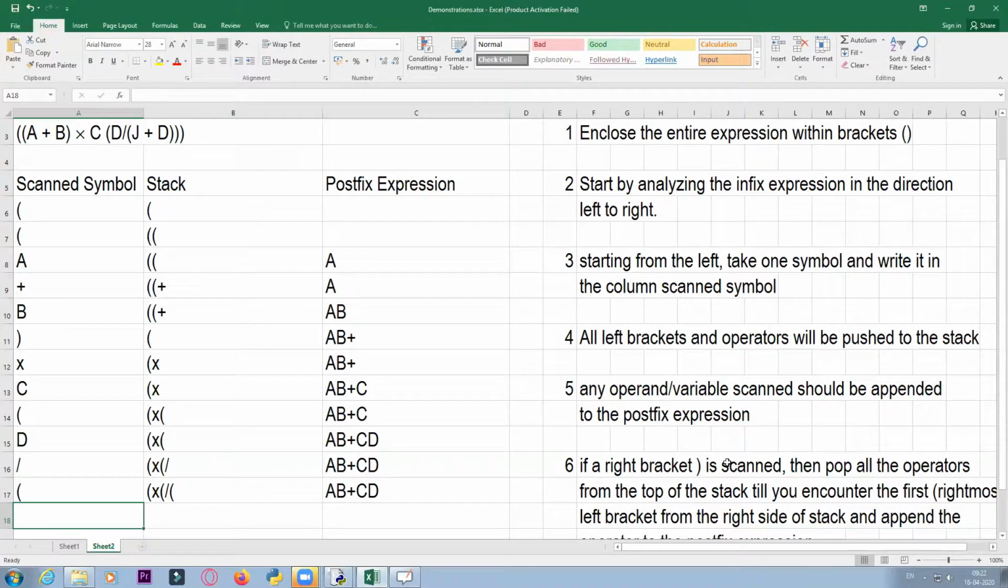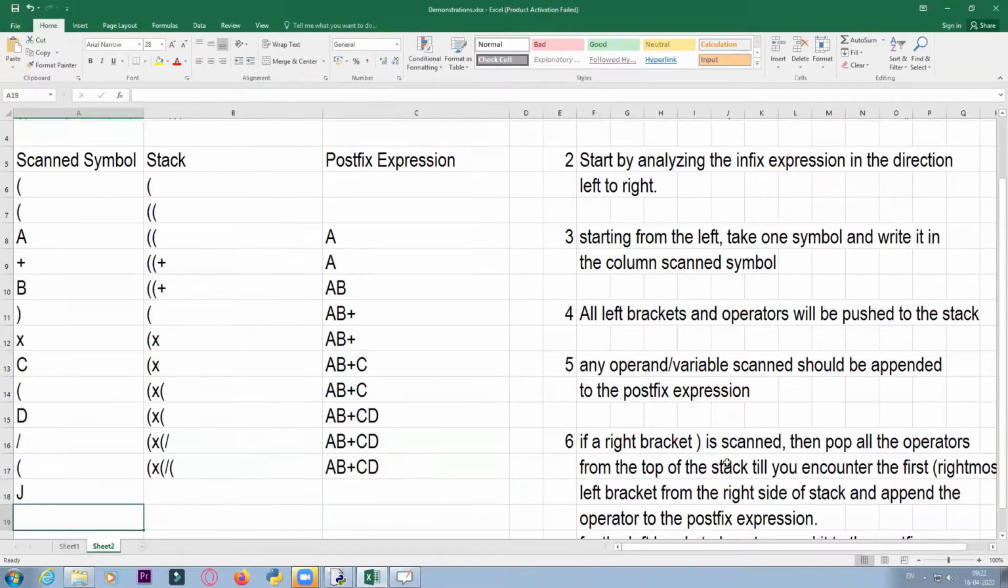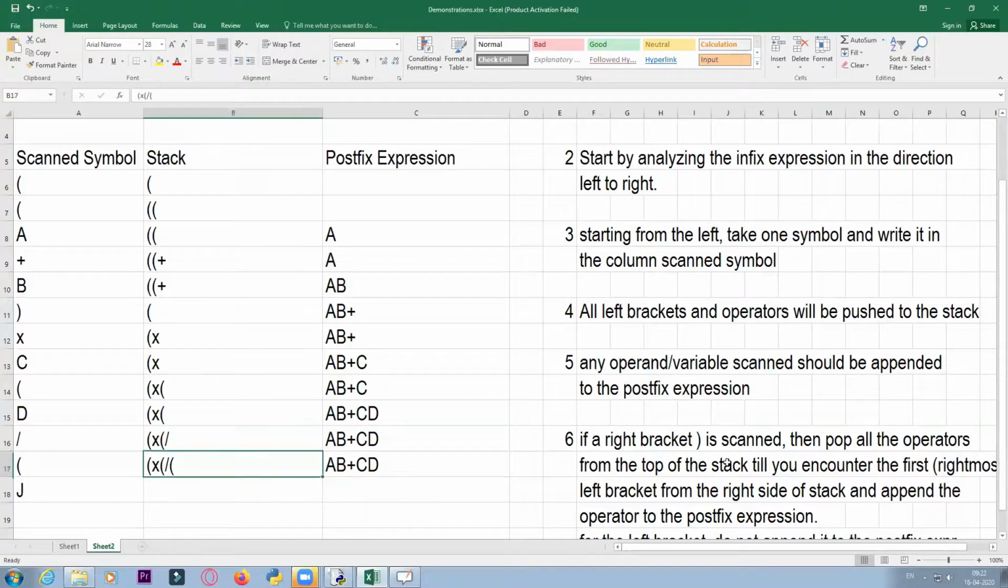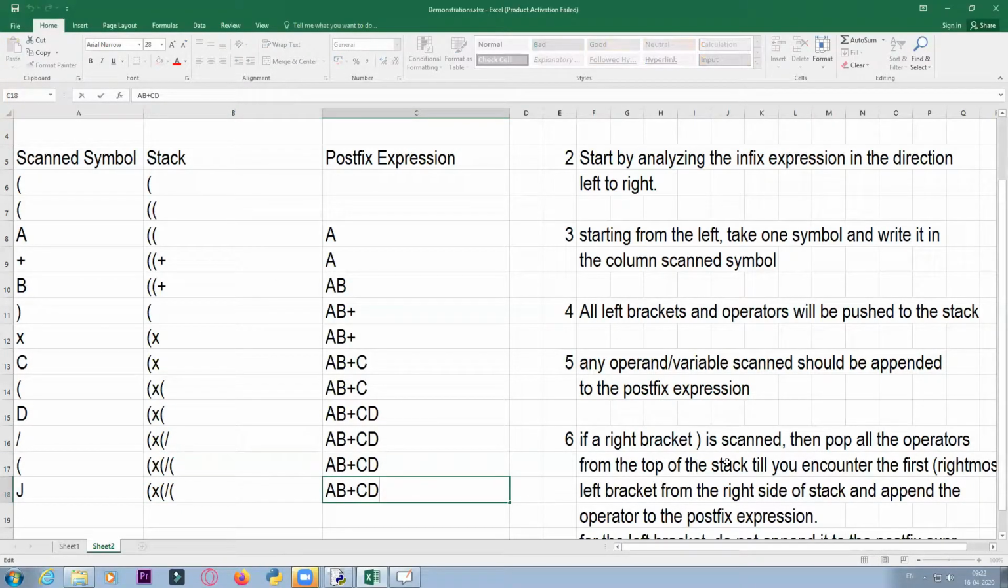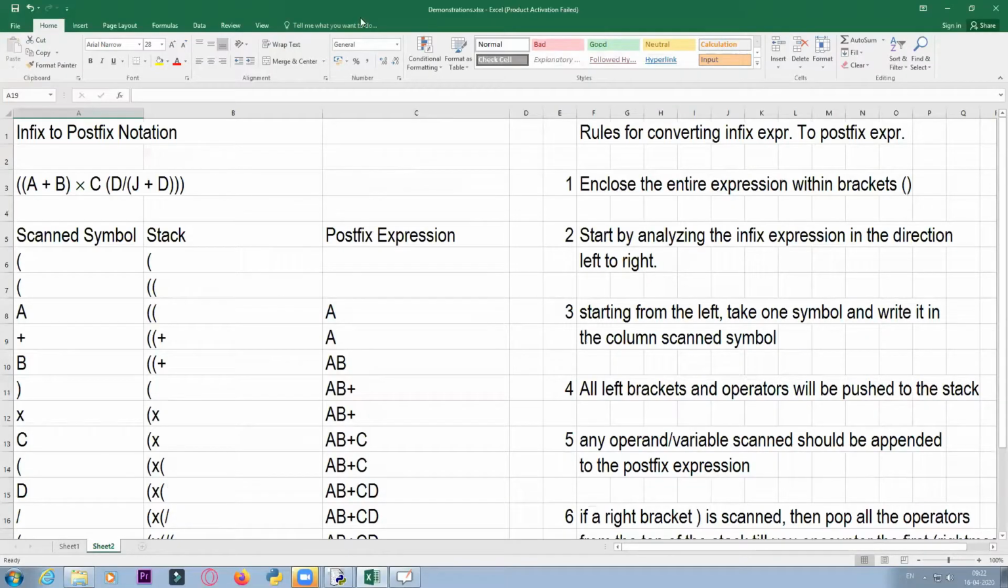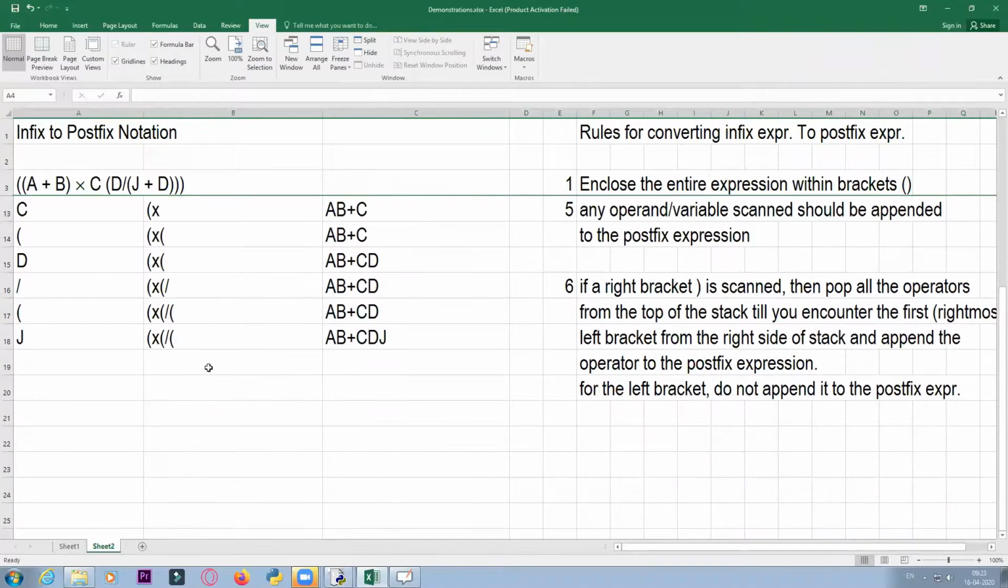After this you have a J. So J is an operand, so I'm simply going to copy these here, and here I'm just going to add J. Now I need the expression, so what I'll be doing is I will freeze so that we are able to see the expression. So now after J we have a plus.